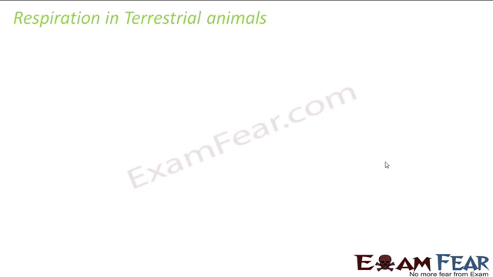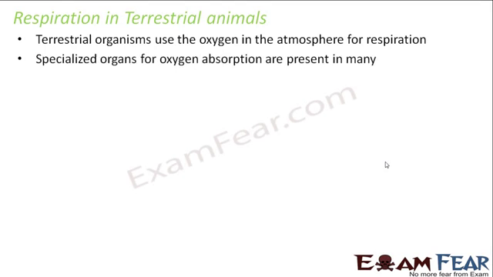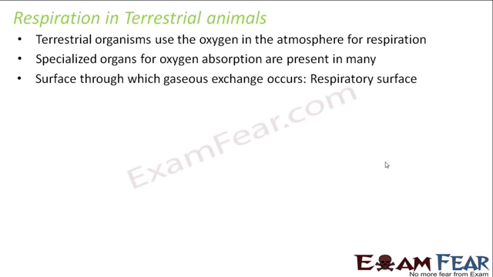Let us now look at respiration in terrestrial animals. Terrestrial animals use the oxygen in the atmosphere for respiration. Specialized organs for oxygen absorption are present in many. For example, in human beings, we have lungs. Similarly, different organisms have different types of body structures and they have specialized organs for oxygen absorption.